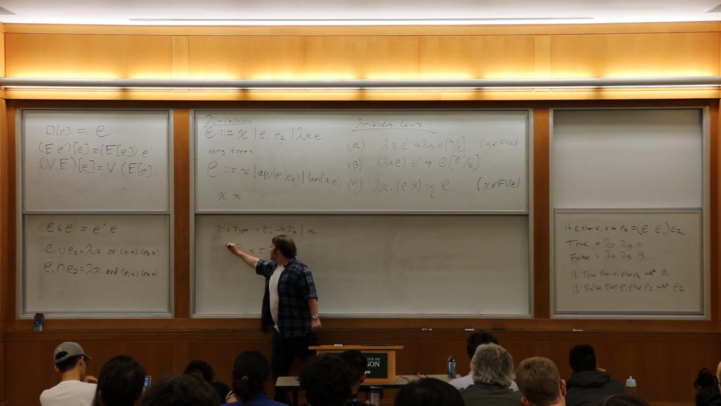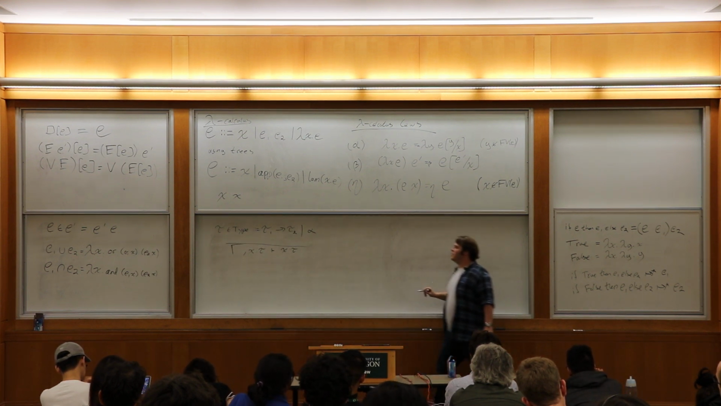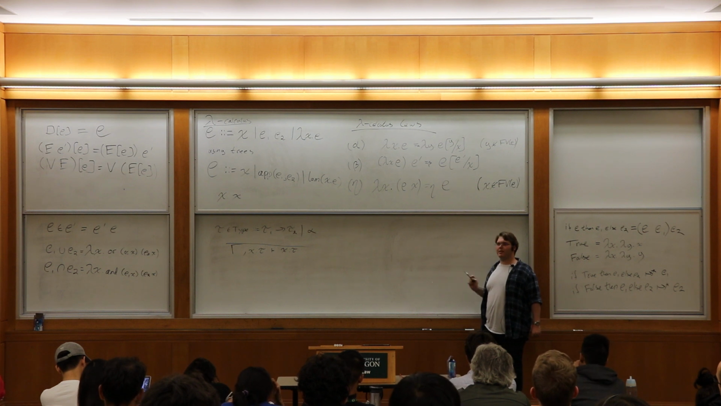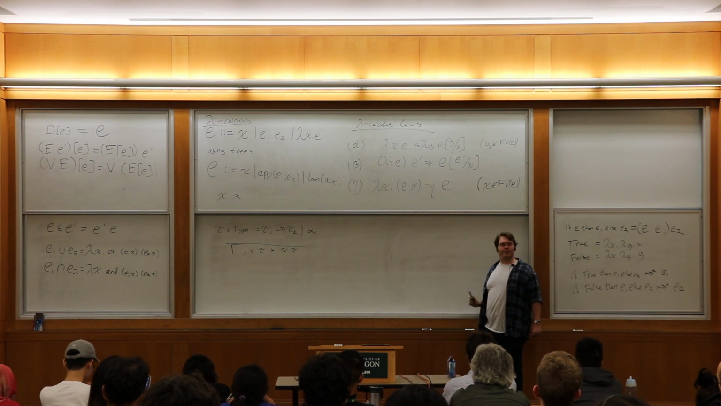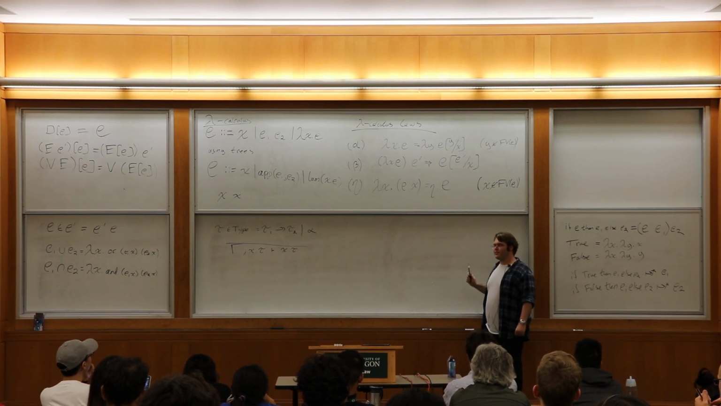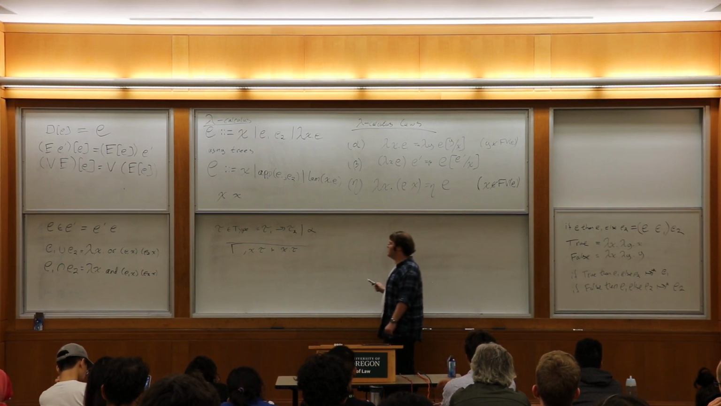Great. But then that was getting back to the typing rules. So that was one of the typing rules. The type of a variable is what I said it is. Right? It's typing by fiat.